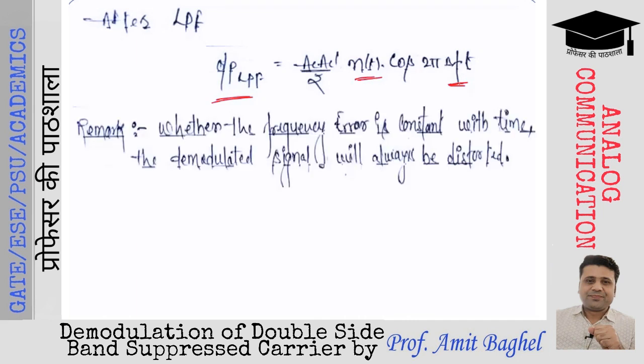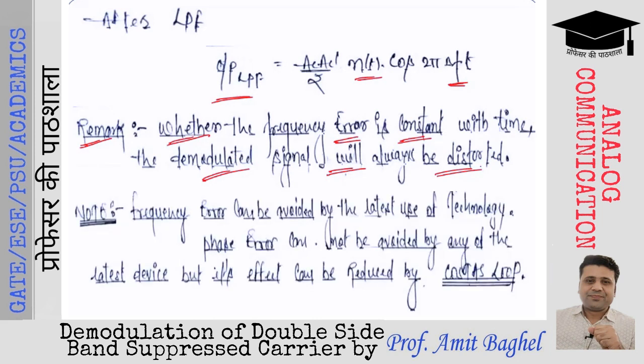So this is the outcome. The remark is whether the frequency error is constant. Even if you make the value of del f constant with time, the demodulated signal will always be distorted. Why? Because it will always multiply with a time function, and cos of 2 pi del f t is a time function. Even if del f is constant, cos of 2 pi times a constant multiplied with time is a time function, right? So we are not going to get the message signal back at the receiver side in this case.